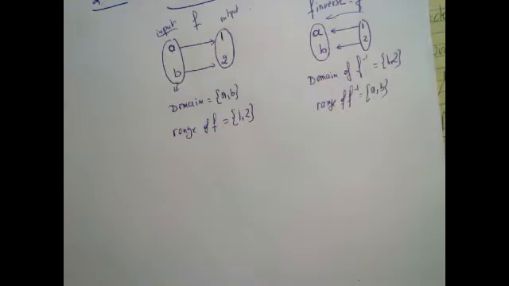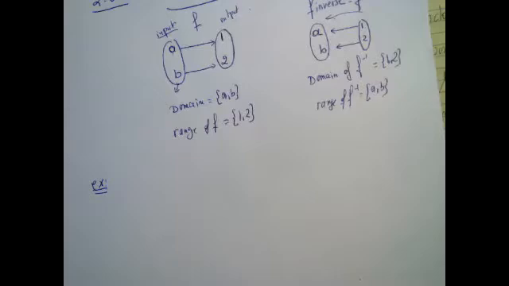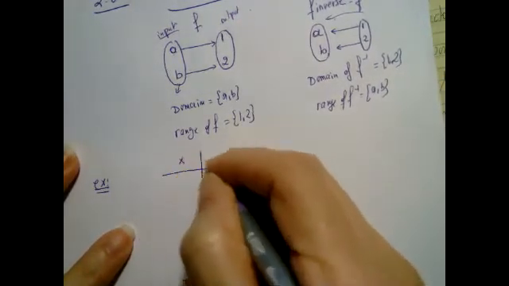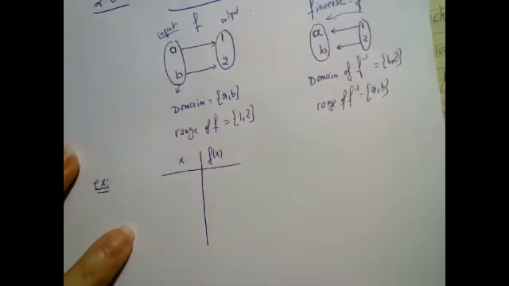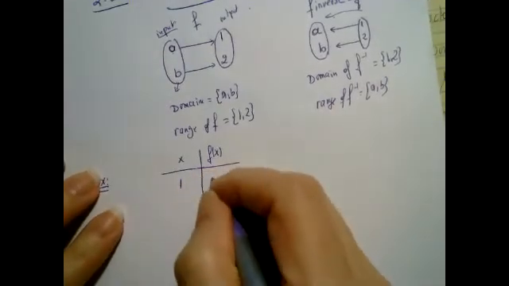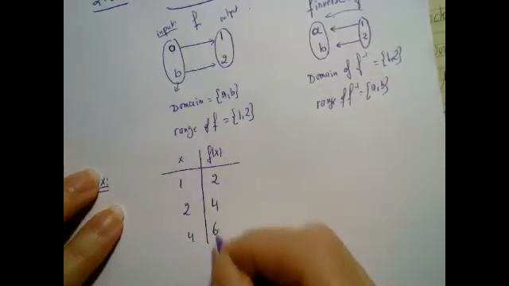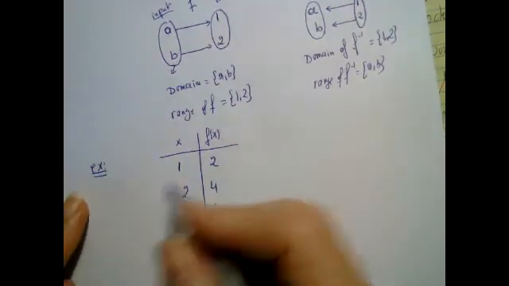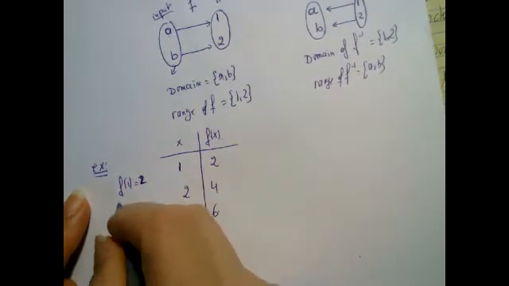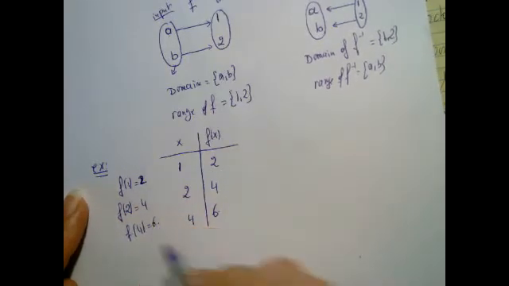So let me give example number 2, and then we give it a rough definition. So example number 2, suppose I have the following function f. So this is x, and this is f of x. Just a simple table. So for example, I'm going to send 1 to 2. I'm going to send 2 to 4. And I'm going to send 4 to 6. Okay, nothing special. So in this picture, f of 1 is 2. F of 2 is 4. F of 4 is 6.